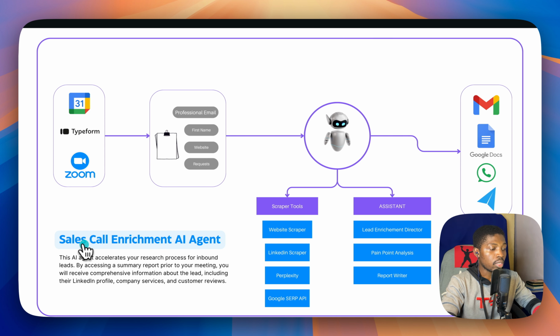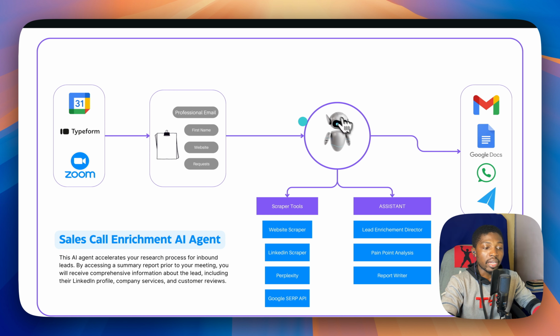Okay, so the sales call enrichment AI agent. This is a block diagram of the workflow. At the beginning, on any workflow on n8n or whatever you are building, you usually have what they call a trigger. So our trigger is a Zoom form. It can be a Typeform, it can be Google Calendar, and we are going to take information from the Zoom form or the Typeform. The information can be professional email, the name, the website, and the LinkedIn profile, as we just saw. And then it's going to be passed to a bunch of different nodes on n8n.